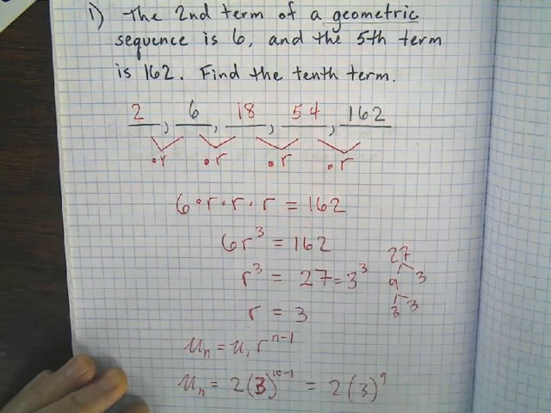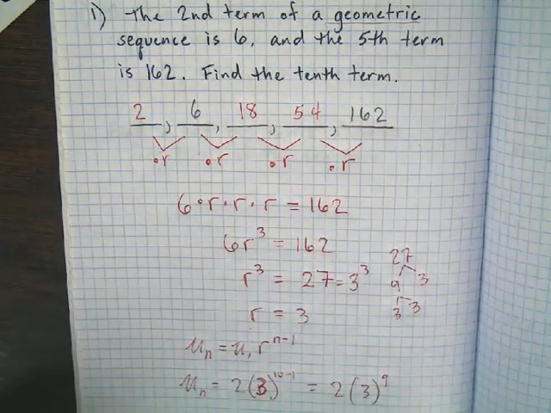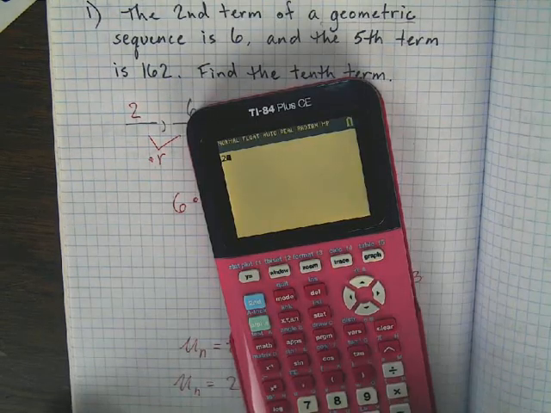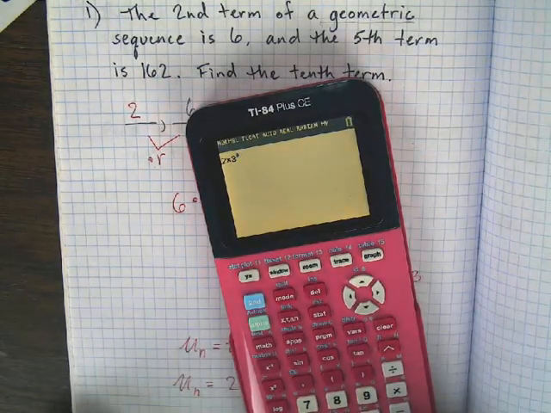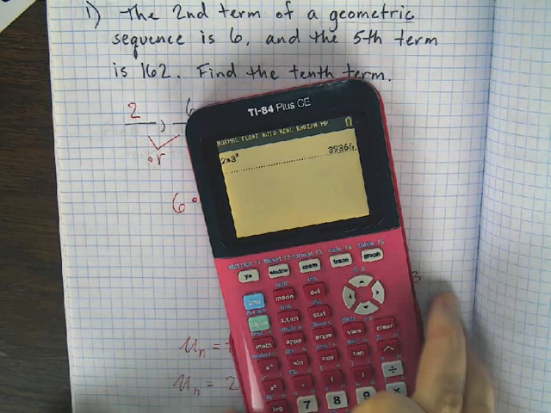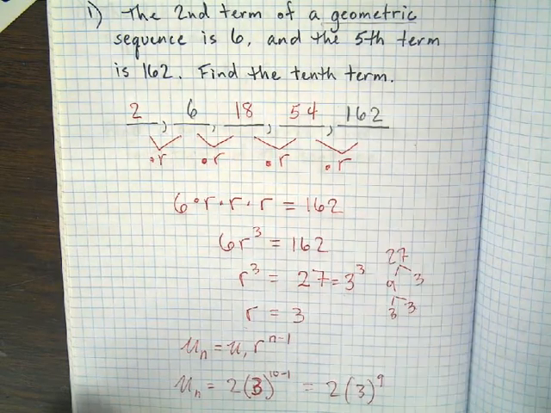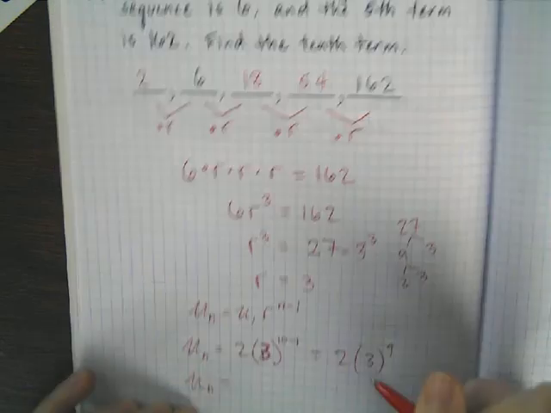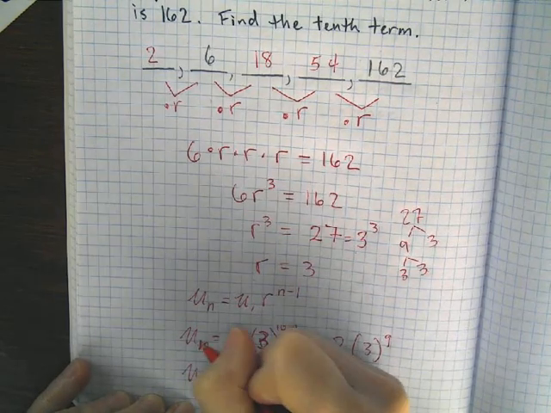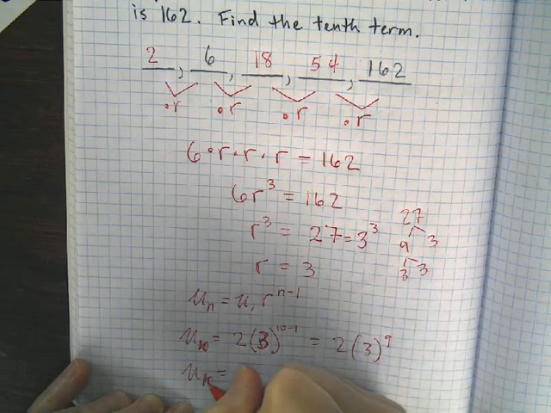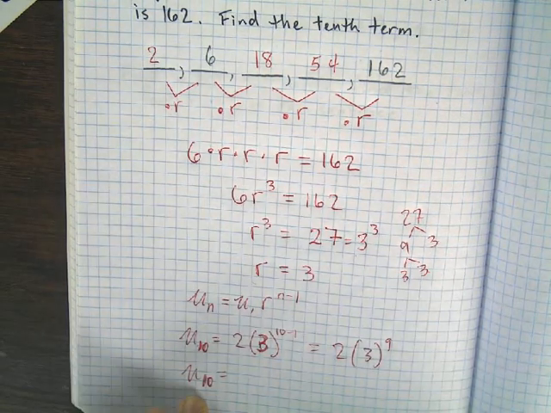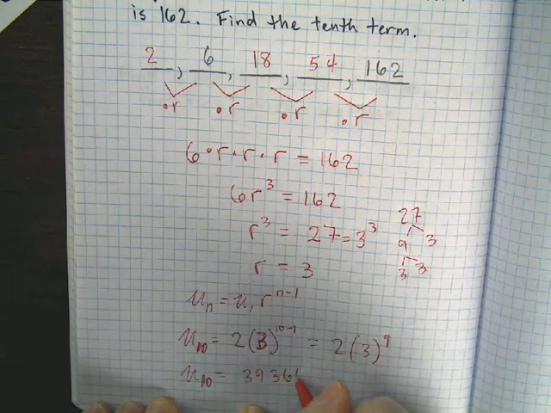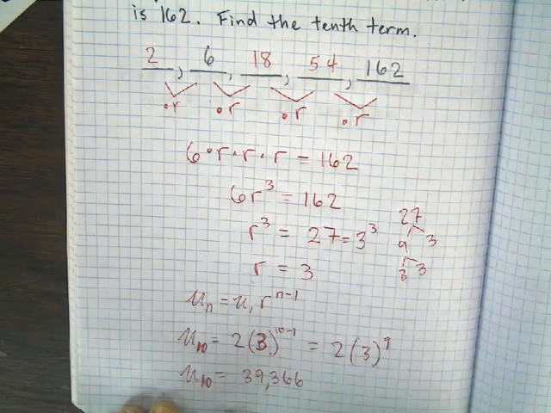And at this point, I would grab my handy-dandy calculator, and I would say, okay, 2 times 3 to the 9th. And I would get my answer, which is 39,366. So u sub 10, the 10th term in the sequence, is 39,366. So that was yesterday's warm-up.